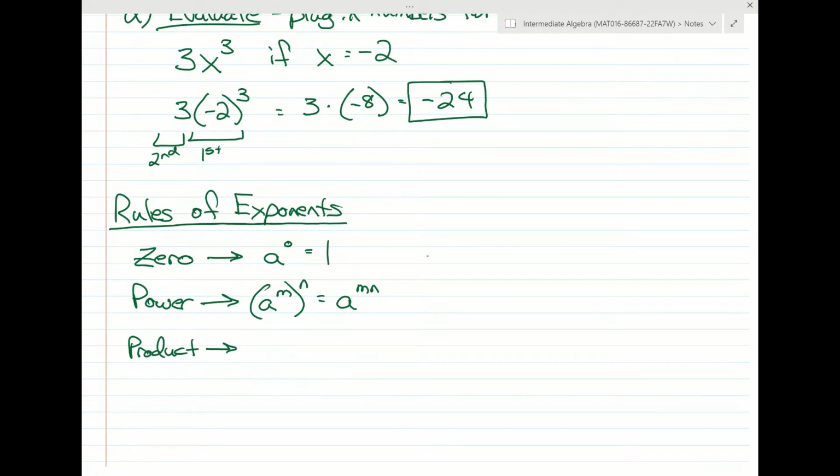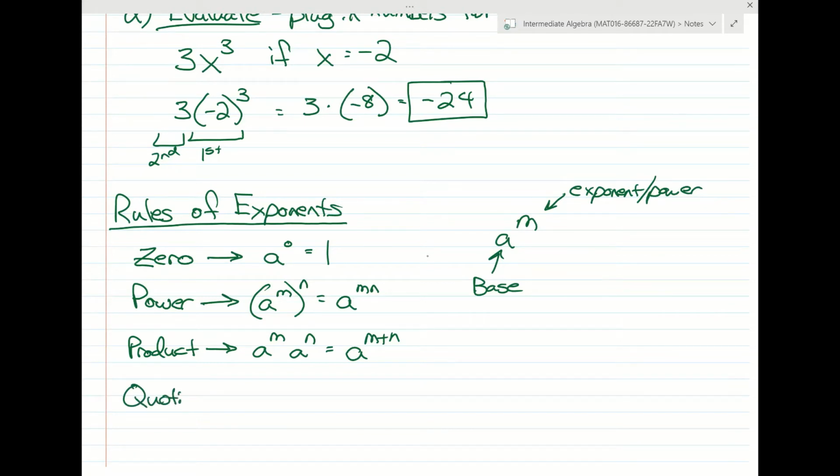Next is a product property. When you have a base to a power times the same base to a power, you add exponents. So I'm just using some vocabulary here. This is called the base. This is called the exponent or power. They mean the same thing. Next is the quotient property. You're dividing the same bases. You subtract their exponents.